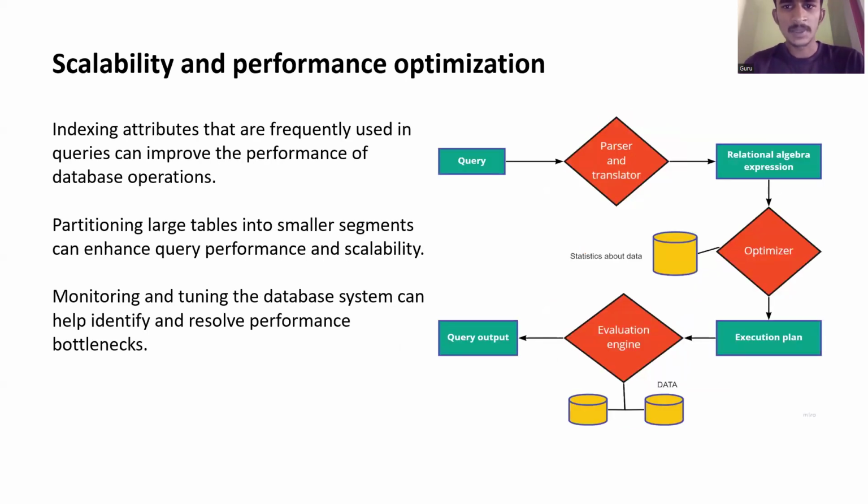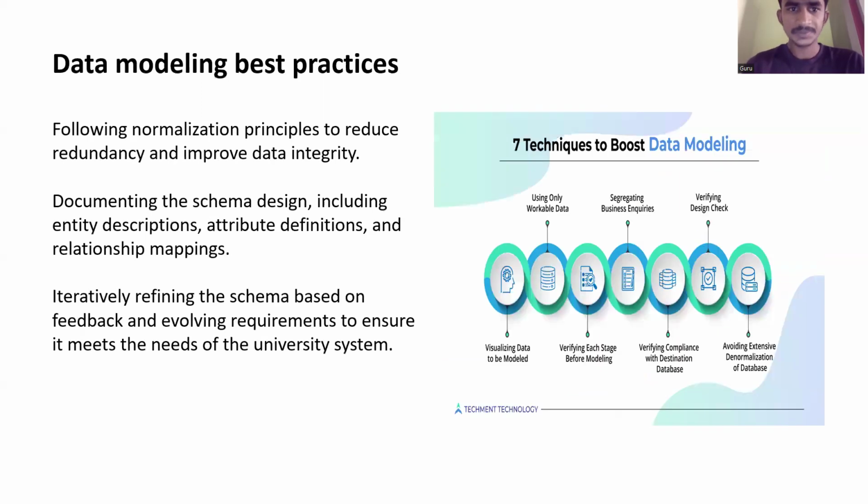Scalability and performance optimization. Indexing attributes that are frequently used in queries can improve the performance of database operations. Partitioning large tables into smaller segments can enhance query performance and scalability. Monitoring and tuning the database system can help identify and resolve performance bottlenecks.